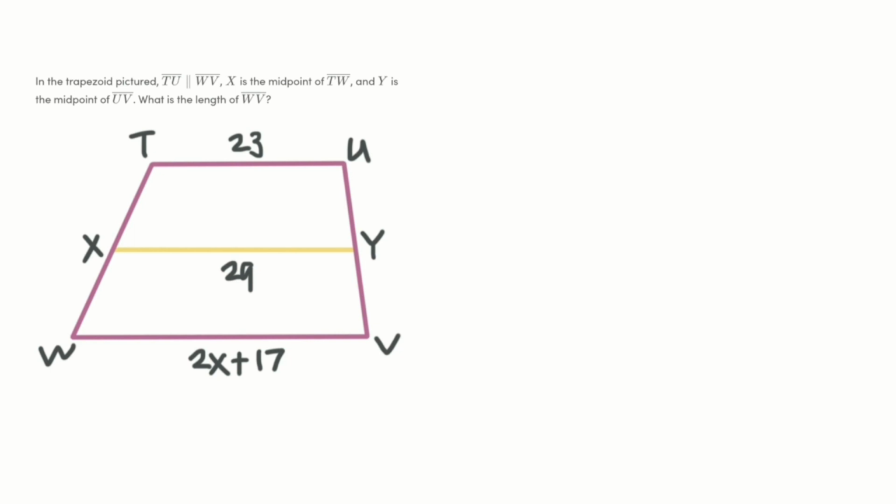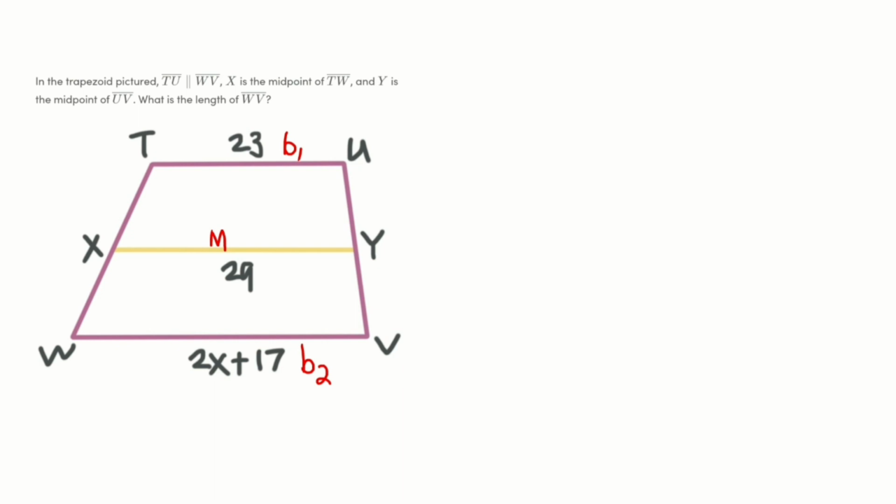Okay, let's now answer question number 2. In the trapezoid pictured, segment TU is parallel to segment WV. X is the midpoint of segment TW and Y is the midpoint of segment UB. What is the length of segment WB? So first, we have to label the given. Let us assume that this is our base number 1 and this is our base number 2. Remember, these two bases can be interchanged. Okay? Then this is our mid-segment.